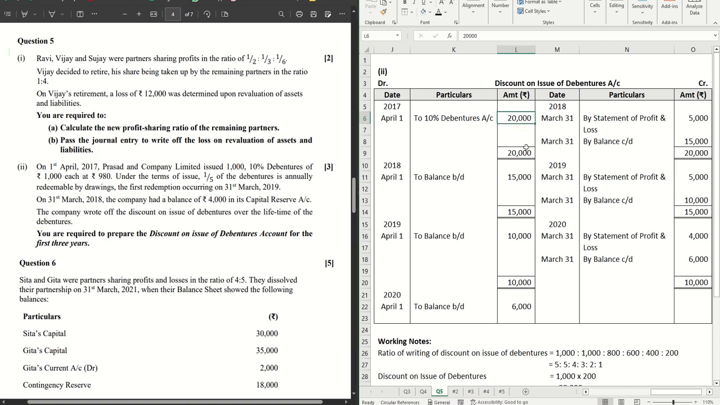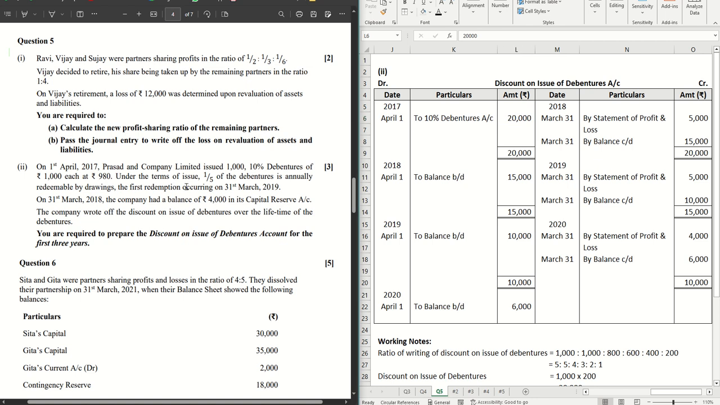So the first entry that we get is discount on issue of debentures account debit to 10% debentures account, which is 20,000. If you remember the journal, the second journal that we pass, the discount is transferred to debentures account. So this is that entry, the first entry.